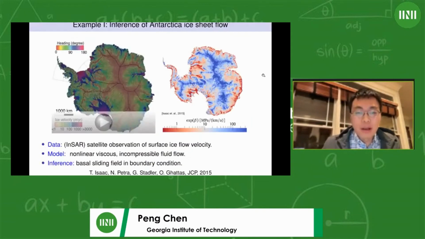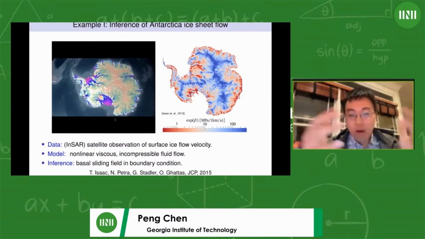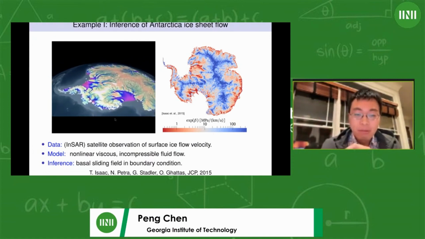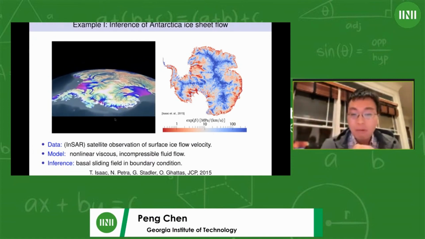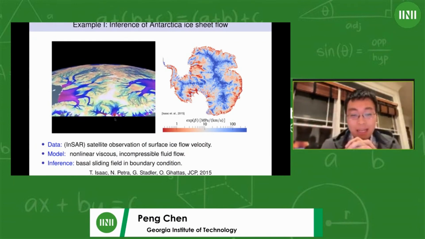Let me start with one example. Here you can see the Antarctica ice sheet flow. According to some estimates, if all of the ice melted from Antarctica, there would be a significant sea level rise that could possibly wipe out like 40% of all the coastal cities. And here we have satellite observations of the surface ice flow velocity.